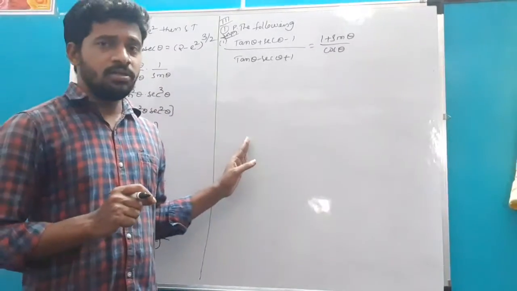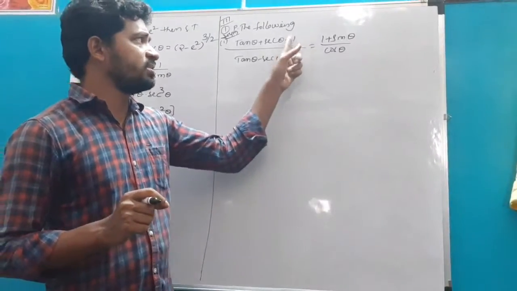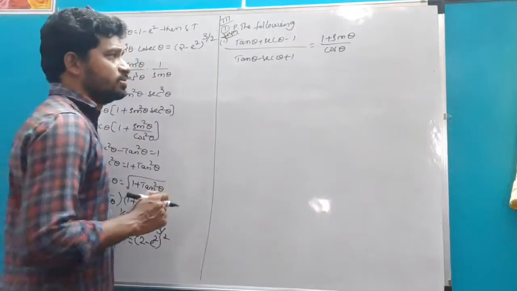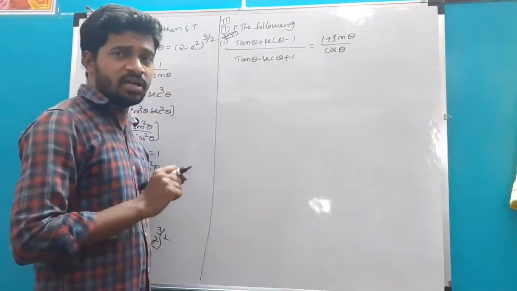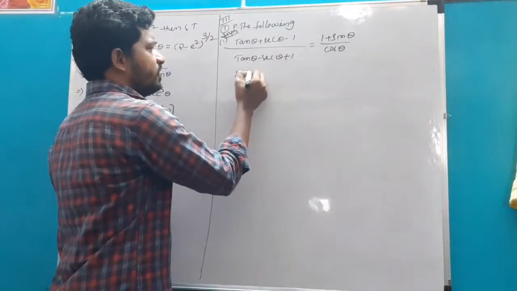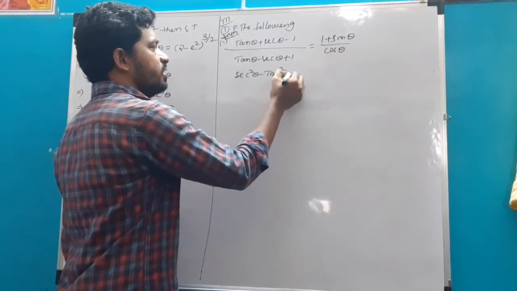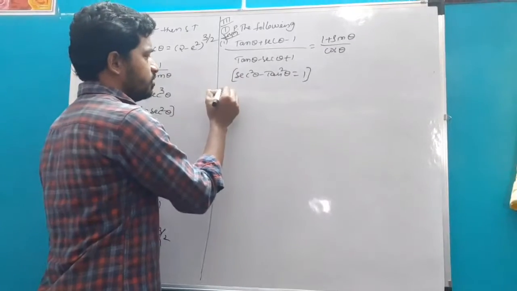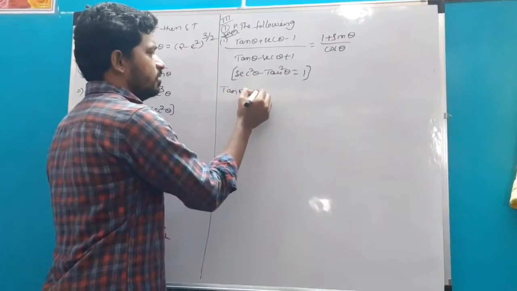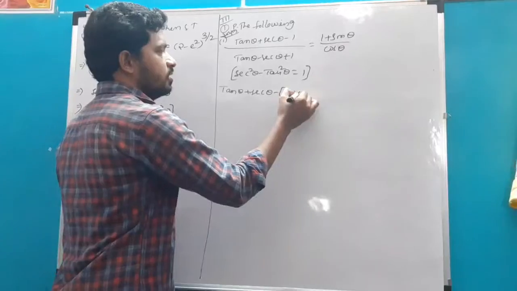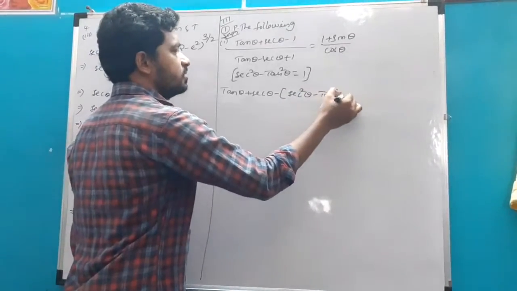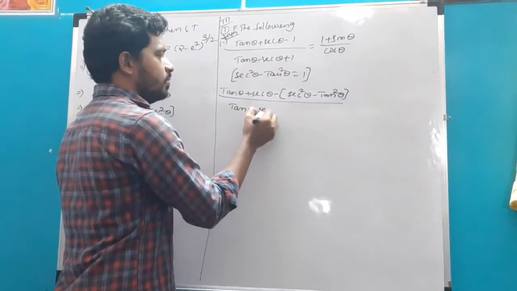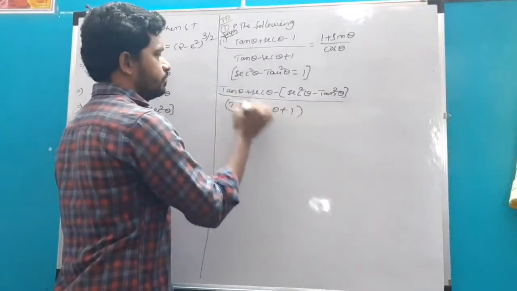To prove this, replace the 1 by using the identity secant square theta minus tan square theta equal to 1. Replace the value only for the numerator, not for the denominator. So use this relation in the numerator only. That is tan theta plus secant theta minus of secant square theta minus tan square theta, by tan theta minus secant theta plus 1.